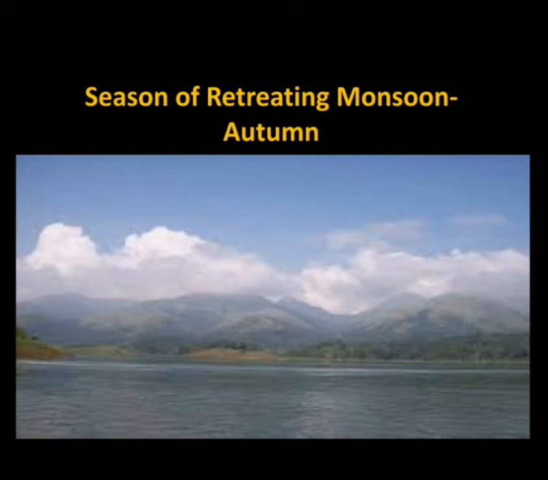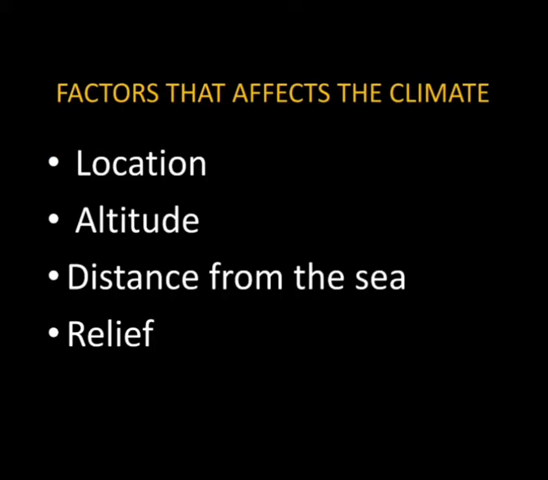India is based on agriculture, and agriculture in India is dependent on the rains. A good monsoon means adequate rain and bountiful crops. There are some factors that affect the climate, and these factors are the location, altitude, distance from the sea and relief.